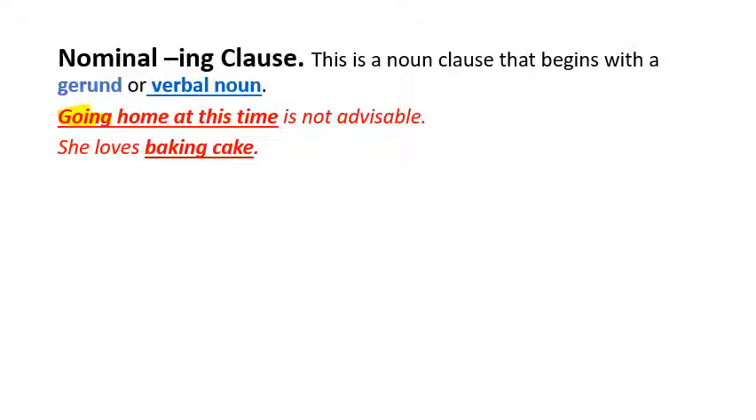The other one: she loves baking cake. Look, I'm not saying she is baking cake. It's not an action that she is doing at the moment. She loves baking cake. This is a noun clause which is started by a nominal ing or by a gerund.